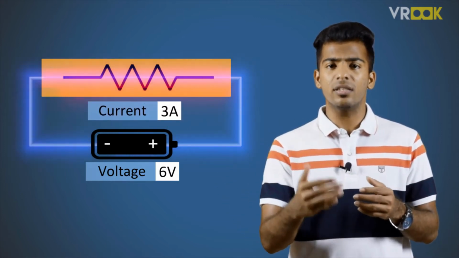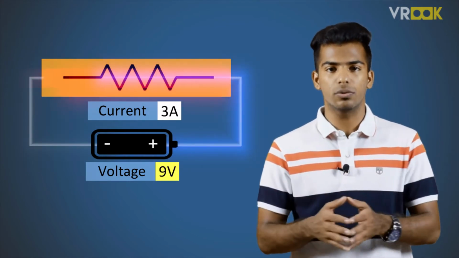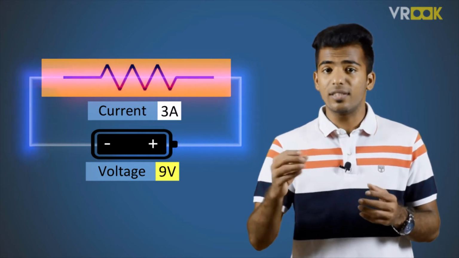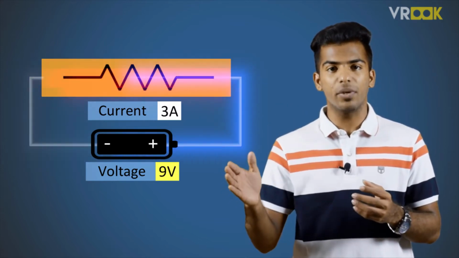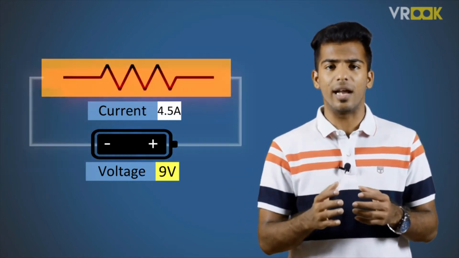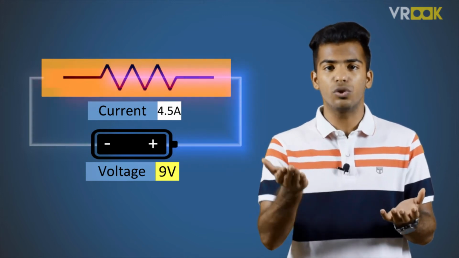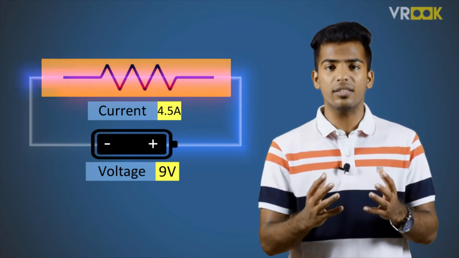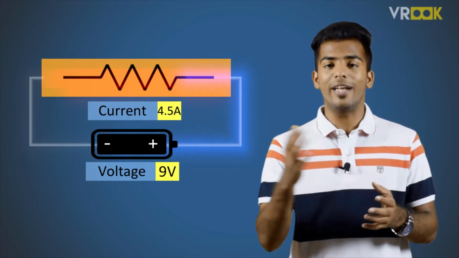Let us increase the value of voltage applied from 6 volts to 9 volts. Now, there is a corresponding increase in the value of current from 3 amperes to 4.5 amperes. So, it is clear that when the voltage increases, the current in the circuit also increases. In both the cases, the resistance of the conductor is kept constant at 2 ohms. This is Ohm's law in action.